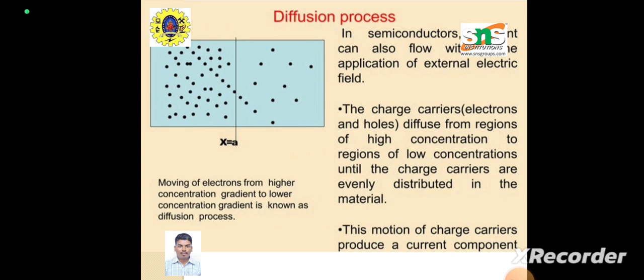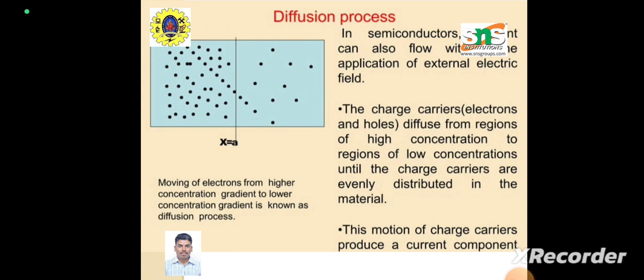So you can see that the charge carriers diffuse from different regions, that is from a higher concentration level to a lower concentration, until the charge carriers are equally distributed in the material. This diagram shows the moving of electrons from the higher concentration gradient to the lower concentration gradient, known as the diffusion process.